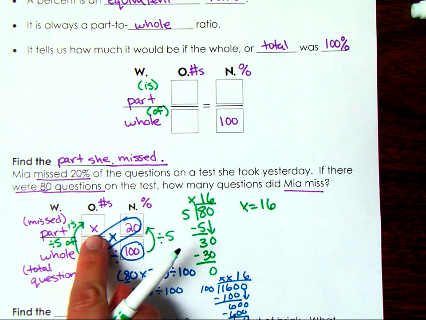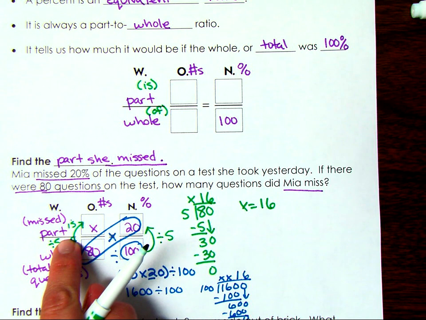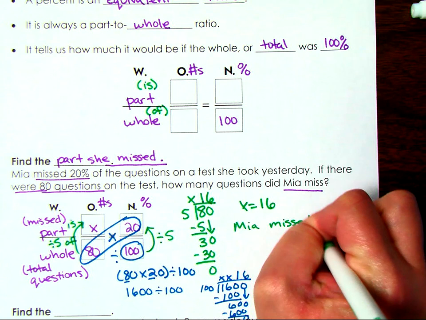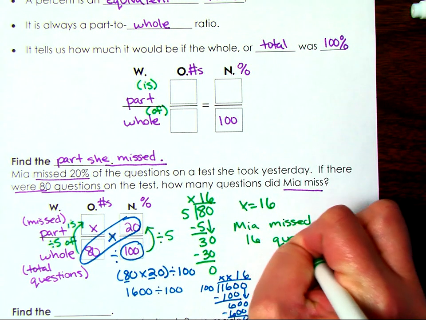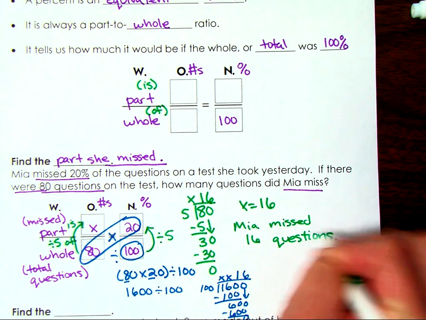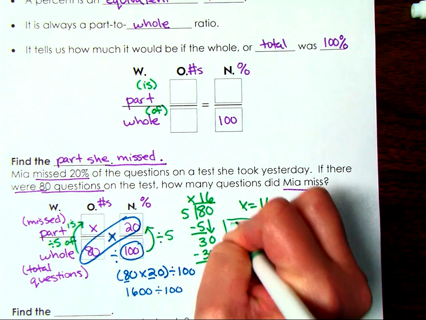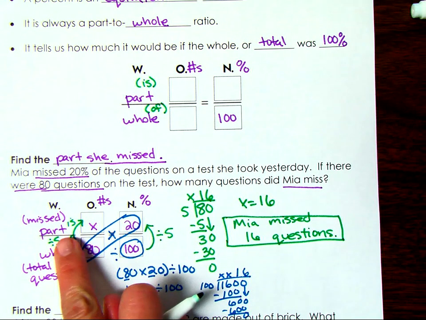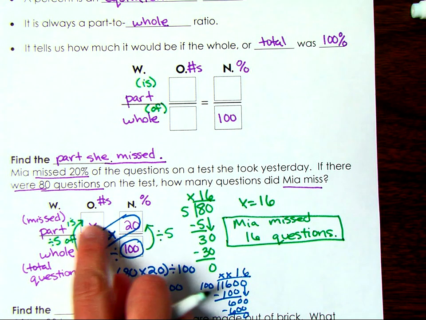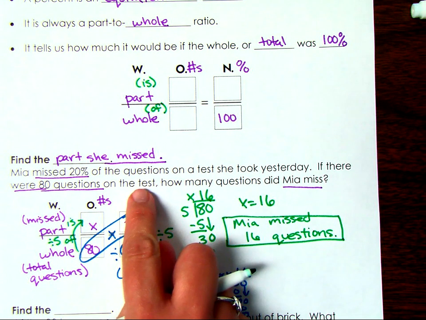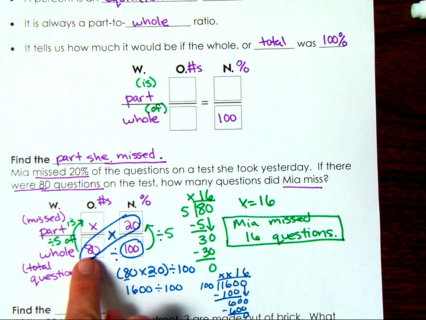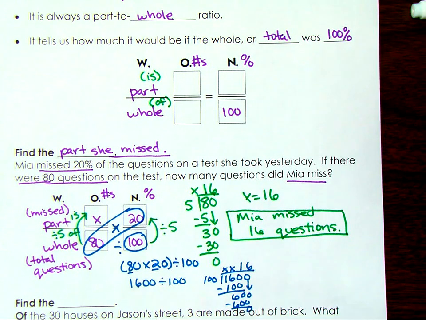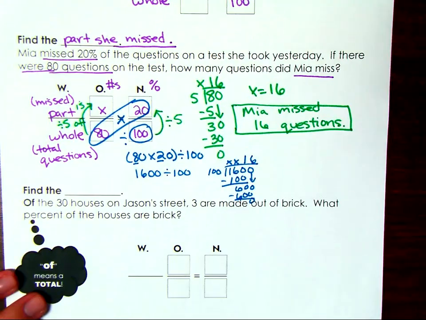This means she missed 16 questions. So we can say Mia missed 16 questions. Because if this were multiple choice, they might have a trick answer there where they said Mia got 16 right, but that's not what that represented. So 16 is 20% of 80. So that's how you can kind of use this as a full sentence stem. Okay, but what it represented in this problem is that she missed 16 questions.